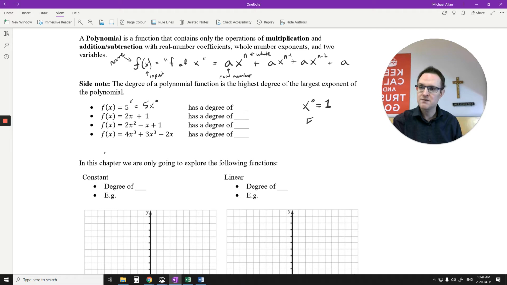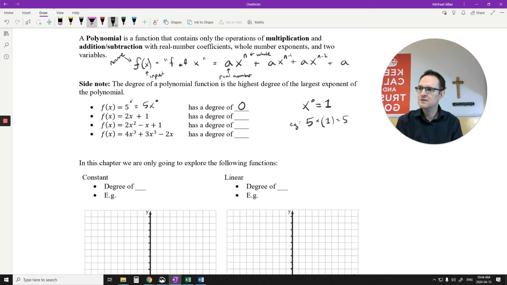So this is just 5 times 1, which ends up being 5. So that's this first example here. Now, because it has this x to the power of 0, which you don't see, you don't have to write it out all the time, so you can just write down 5. This says that this has a degree of 0.